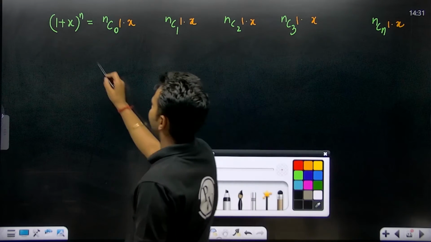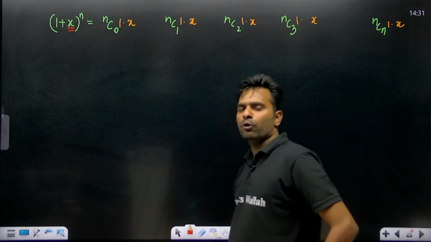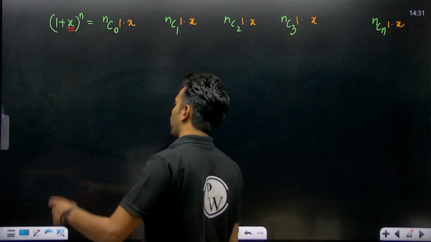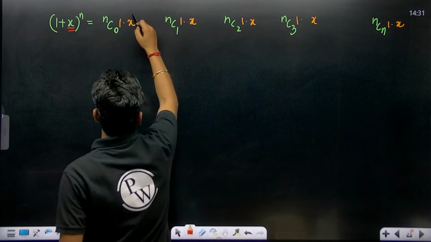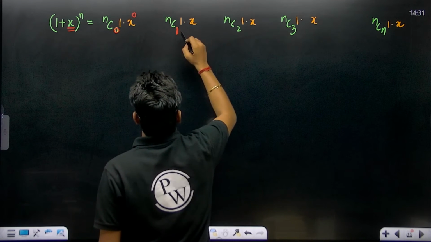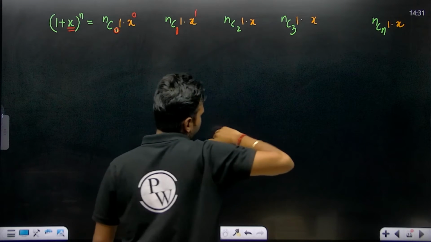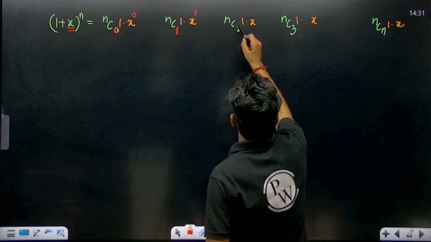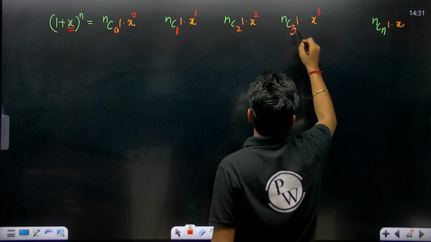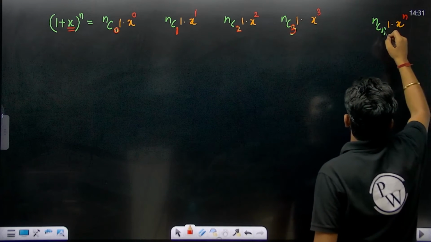Since this is the later term, remember in x plus y to the whole power n, y was holding that power which was written as the subscript of c. So over here this thing will happen with x. The power of x over here is going to be 0, since 0 is written over here. The power of x over here is going to be 1. The power of x over here is going to be 2. The power of x over here is going to be 3, and so on. Over here the power of x is going to be n.